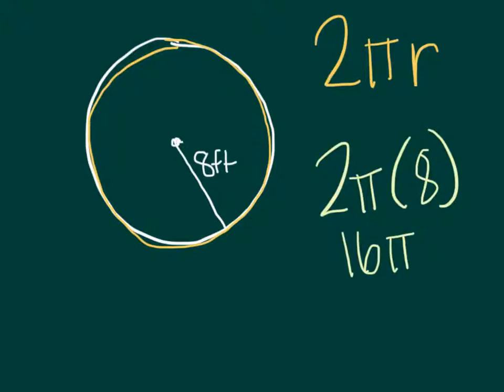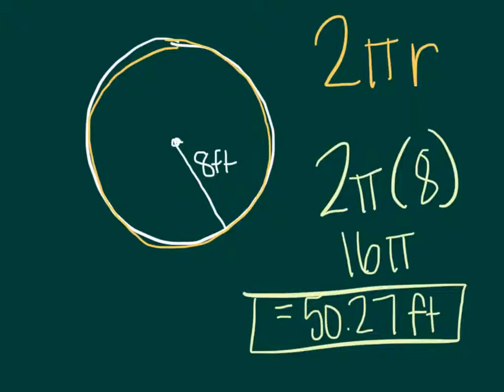You can go ahead and evaluate that with your calculator. You don't have to, but you can, and if you choose to, you should get 50.27, and this would be feet. And it's just a distance, so it's not squared at all. Either one of those two answers would be fine.